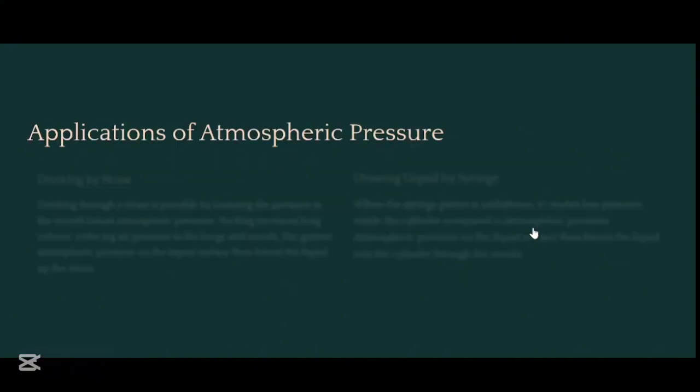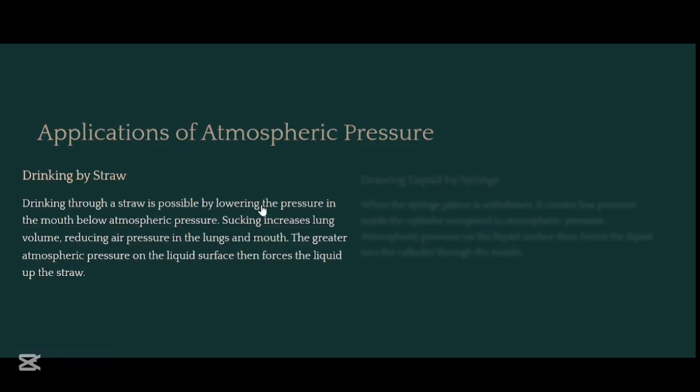Applications of atmospheric pressure. Drinking by straw. Drinking through a straw is possible by lowering the pressure in the mouth below atmospheric pressure. Sucking increases the lung volume, which reduces air pressure in the lungs and the mouth. The greater atmospheric pressure on the liquid surface then forces the liquid up the straw.